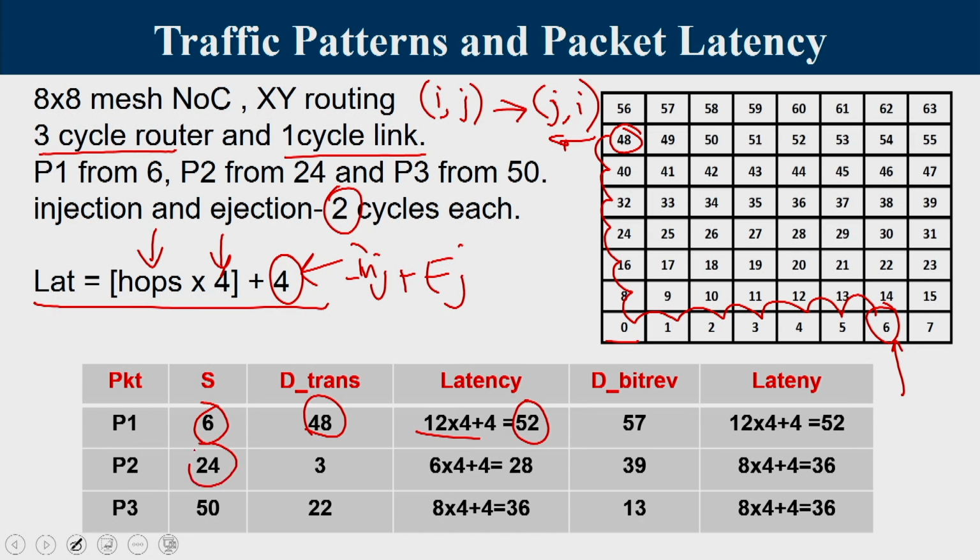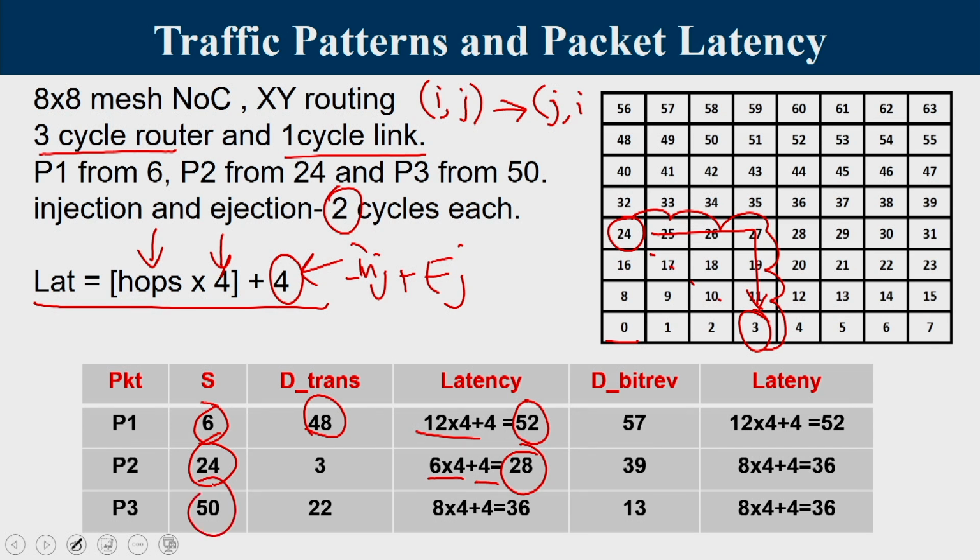Similarly, for packet P2, the source is 24. When the source is 24, the destination as per the transpose pattern is 3. We interchange row and column. So, all packets from 24 travel to 3, and this is the path they take by XY routing. How many hops are there? 1, 2, 3, 4, 5, 6. So, we have 6 hops, 6 times 4 is 24, plus 4. It takes 28 cycles for this packet.